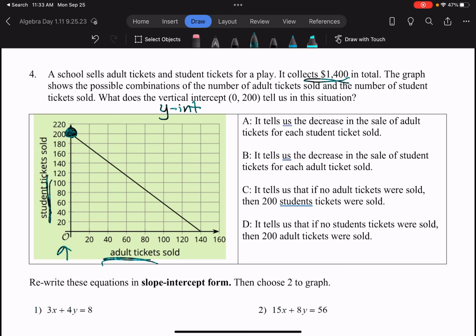It tells us the decrease in the sale of adult tickets for each student ticket sold. No, that's related to slope. It tells us the decrease in the sale of student tickets for each adult. So again, that would be related to slope, not related to the y-intercept.